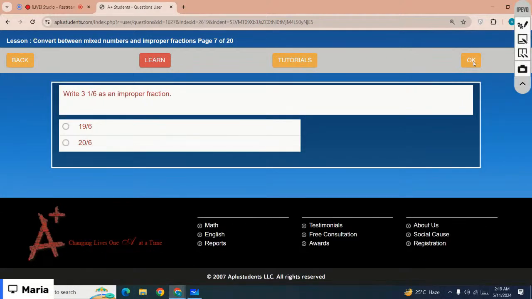Okay, the next one is write 3 whole 1 over 6 as an improper fraction. So which is the correct option?